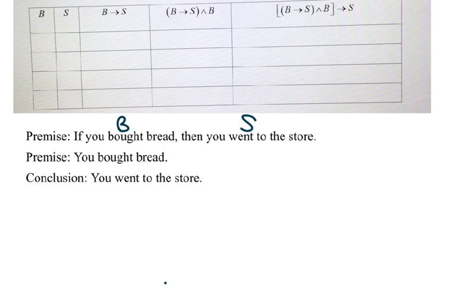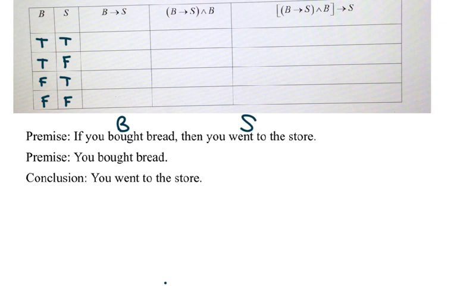So we have true, true, false, false for our bread. And we have true, false for going to the store. And you can see these are all the possible combinations. True, true, true, false, false, true, and false, false for our situation here.